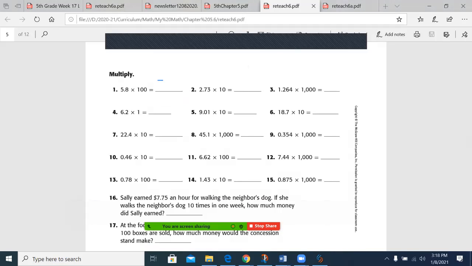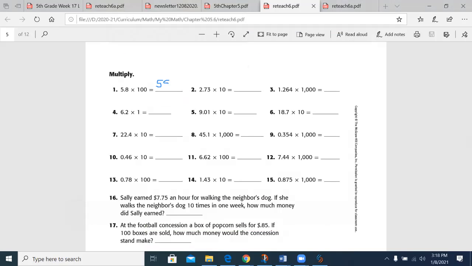5.8 times 100. Normally, the decimal would be right there. 1, 2. So it's 580. Next one, 2.37 times 10. So you go over, it's going to go up 1 spot. So now it's 23.7. Ooh, 1.264 times 1,000. There are 3 zeros, 1, 2, and 3. We go over 3 spots, 1, 2, and 3. So now I have 1,264.